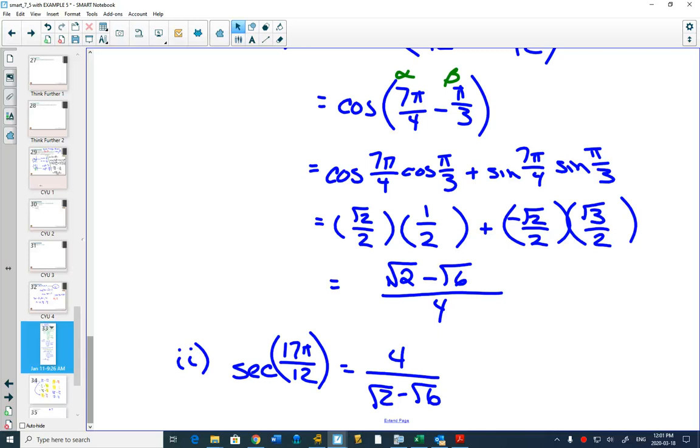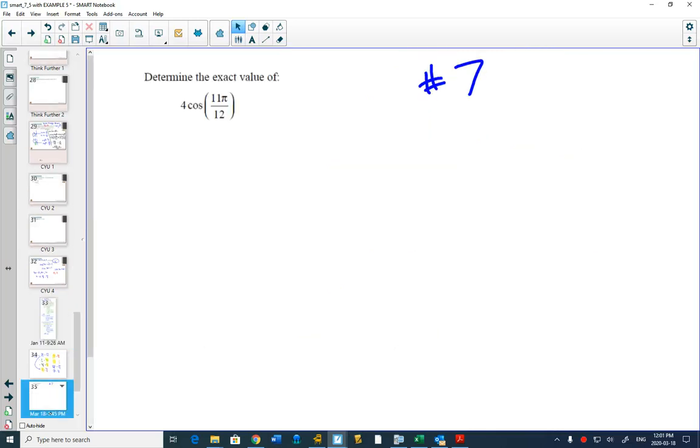Okay, here's an exam question where they tried to make it a little trickier. What did they do? They put a 4 in front. Well, that doesn't make it that much trickier. Ignore the 4 for a second. If I ignore the 4 for a second, could I find cos of 11 pi over 12? Yes. Once you find it, it's going to be a root 6 root 2 all divided by 4.